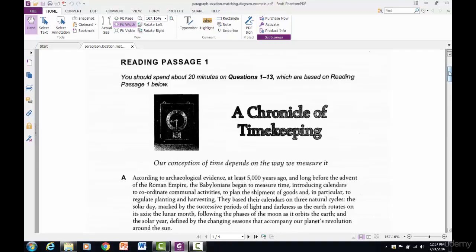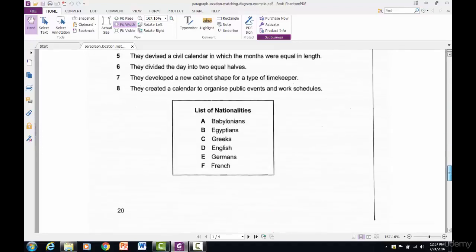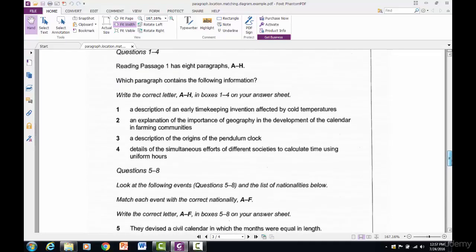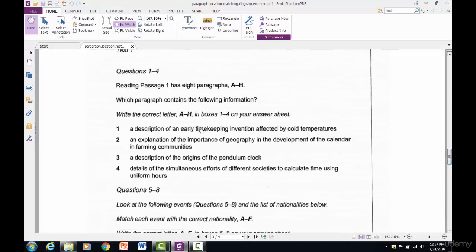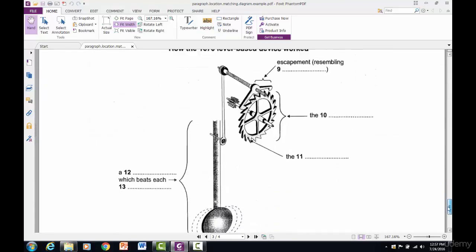We've seen this reading passage before because I used it to do a matching question, which we just learned earlier. We did this matching question right here earlier, and I also explained with this passage how to do the paragraph location question. We don't do that first. We do the matching and the diagram first, then go back to the paragraph location question. I explained that to you. But here is our diagram right here.